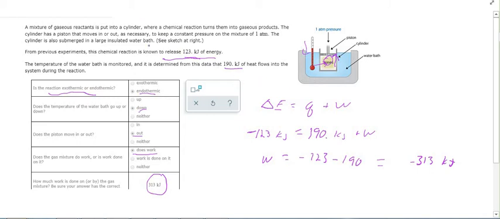A lot of good concepts there that we have to keep in mind. So again, remember our change in energy equation here consisting of both work and heat. Just keeping those signs is so important, to keep those signs correct.